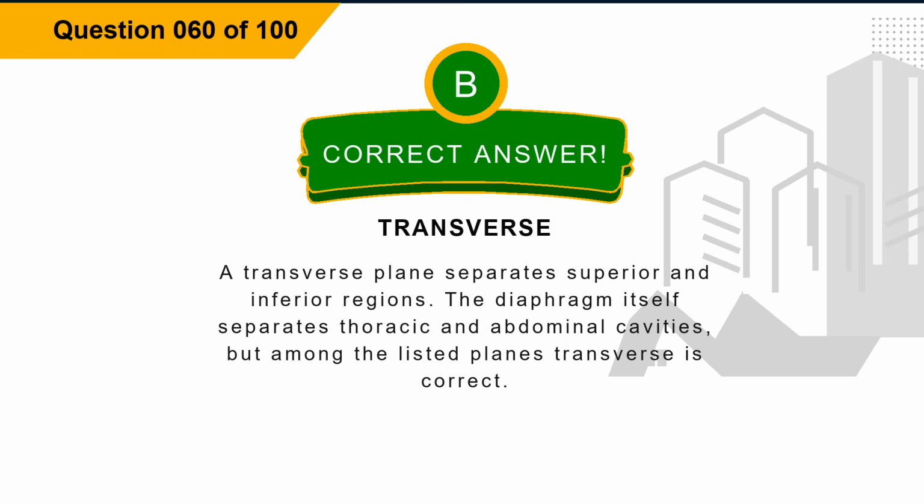The correct answer is option B, transverse. Explanation: a transverse plane separates superior and inferior regions. The diaphragm itself separates thoracic and abdominal cavities, but among the listed planes transverse is correct.